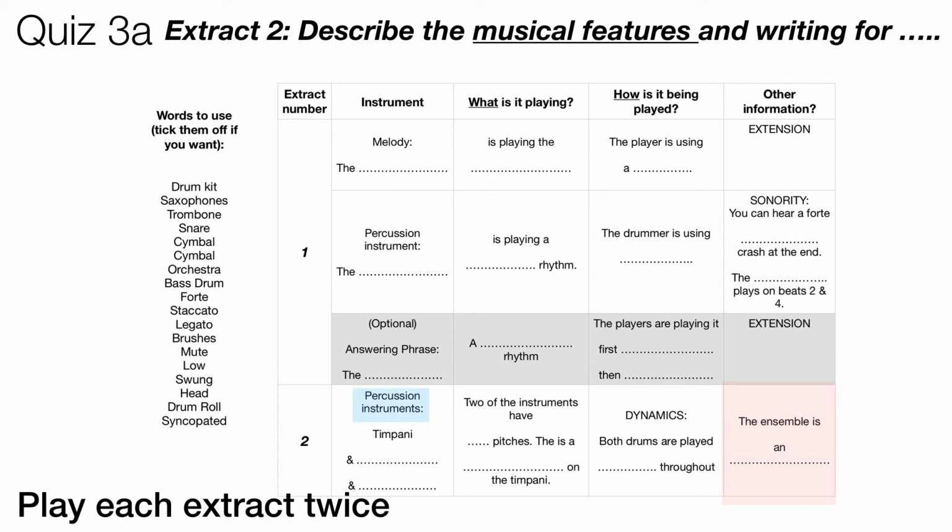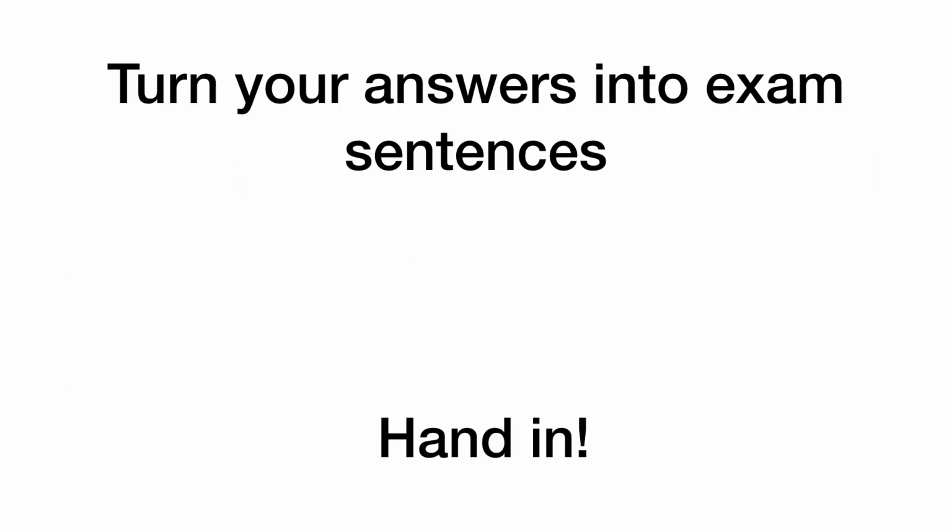Right, now we're going to listen to extract 2. We're describing the musical features and writing for the percussion instruments. Remember that the extra detail is a general point we wouldn't normally include in the exam. Feel free to play that extract again. Turn your answers into exam sentences and then hand in. Well done.